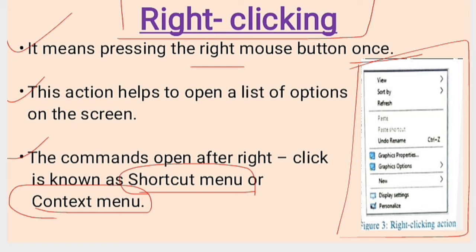Whatever properties are inside This PC, those will come after right clicking on that icon. Okay. So basically right clicking means pressing the right mouse button once.